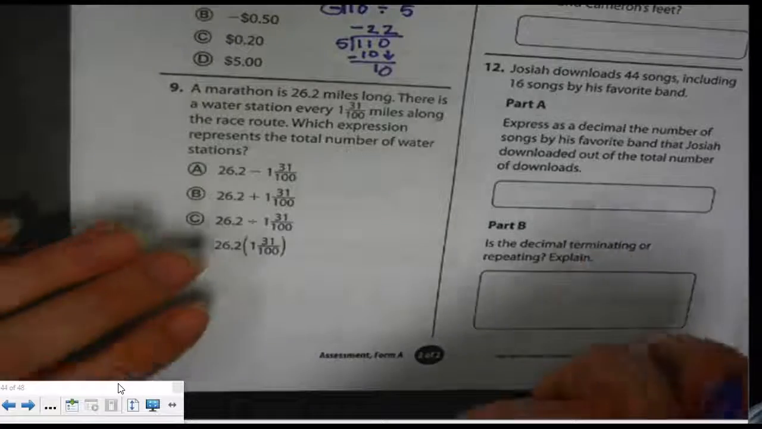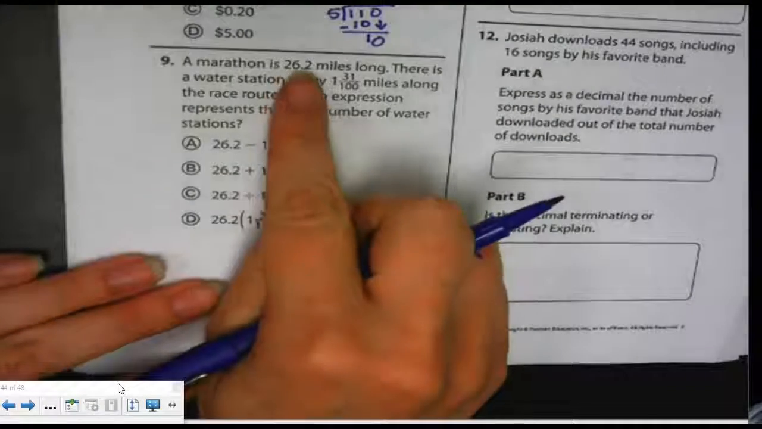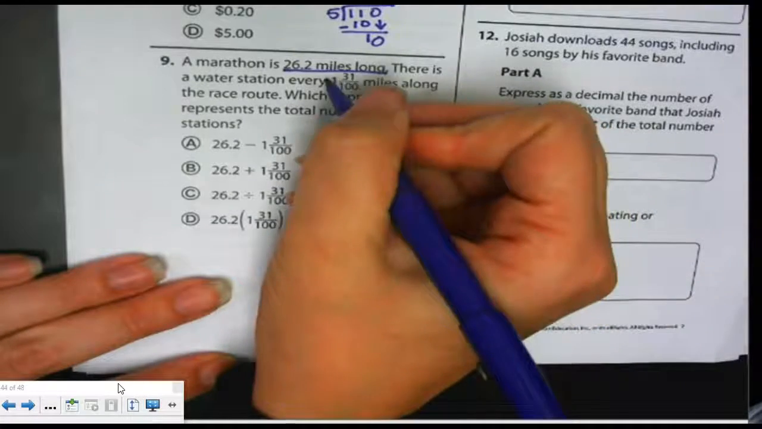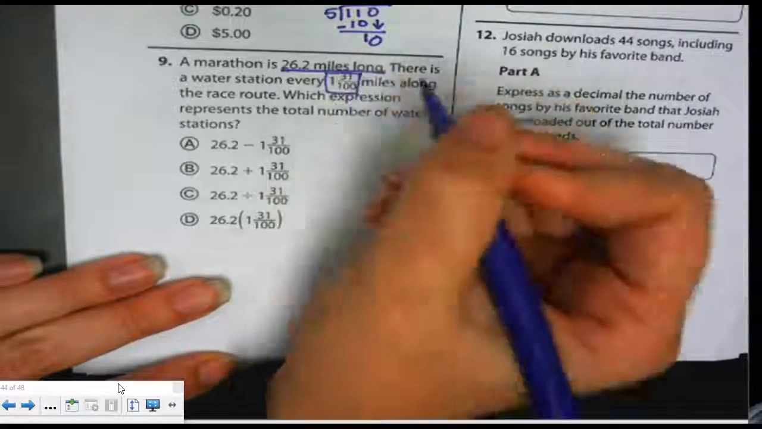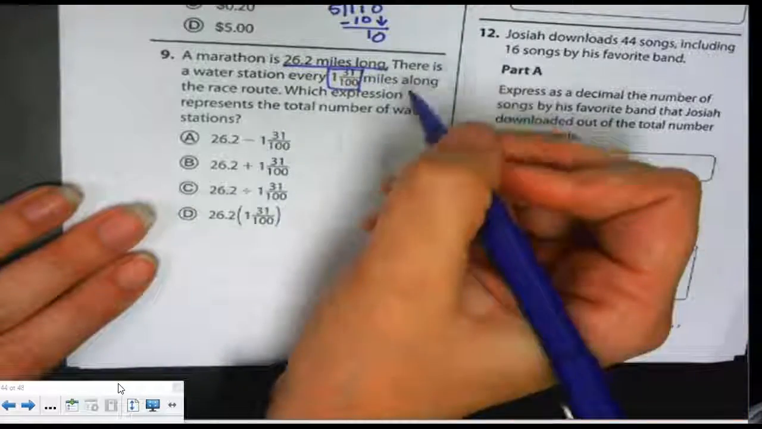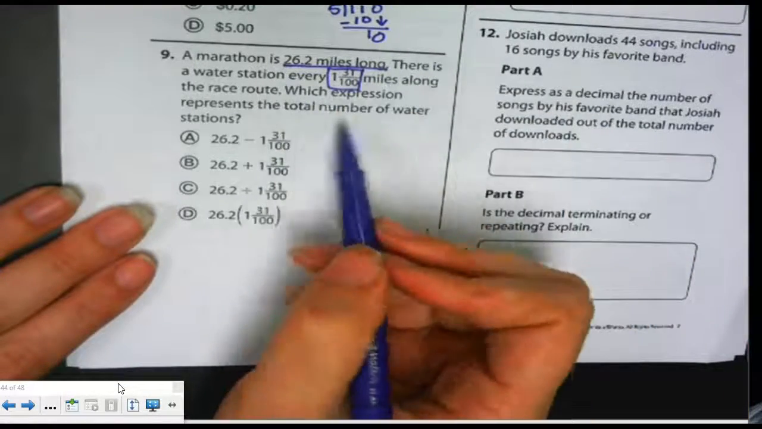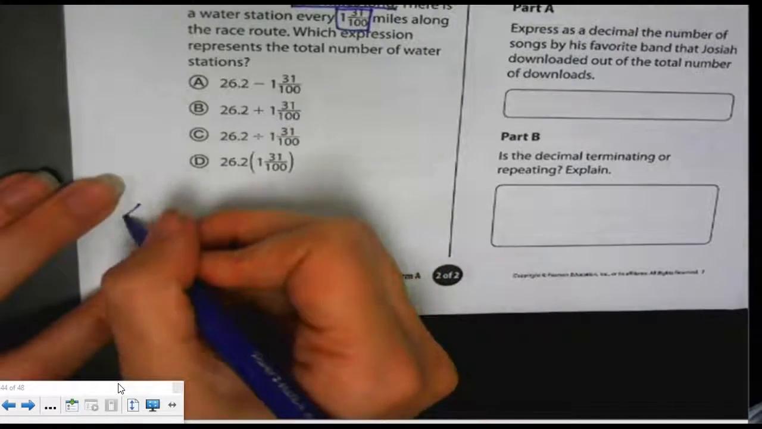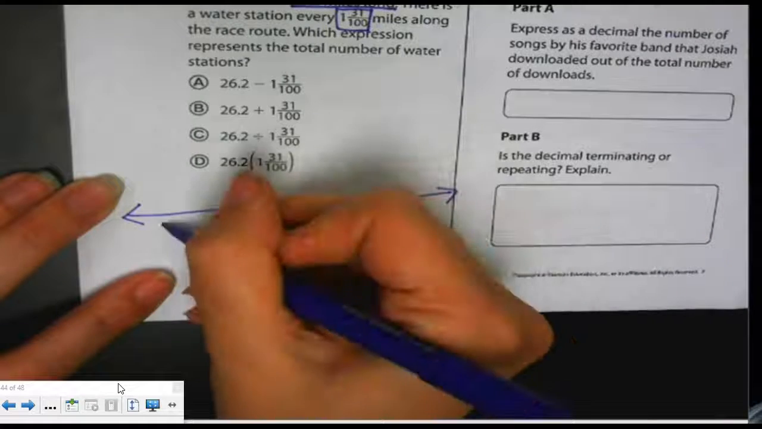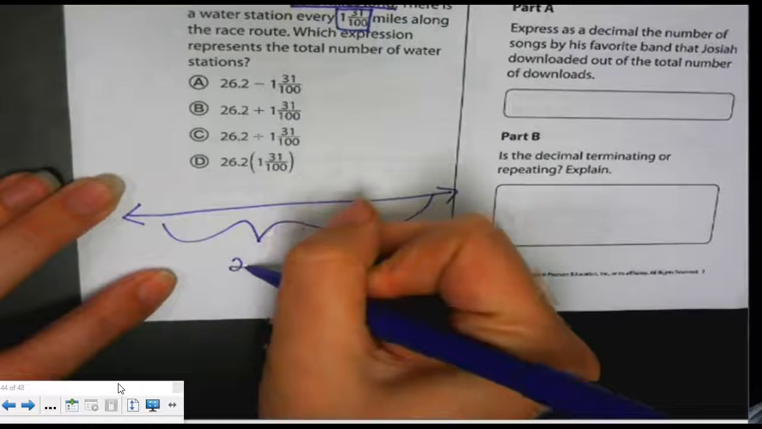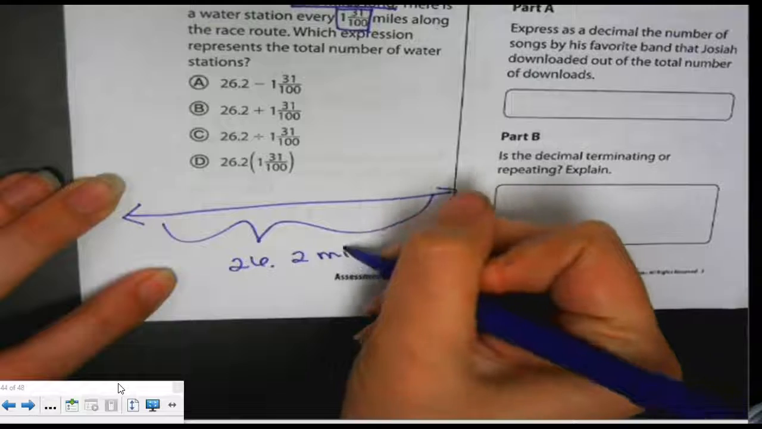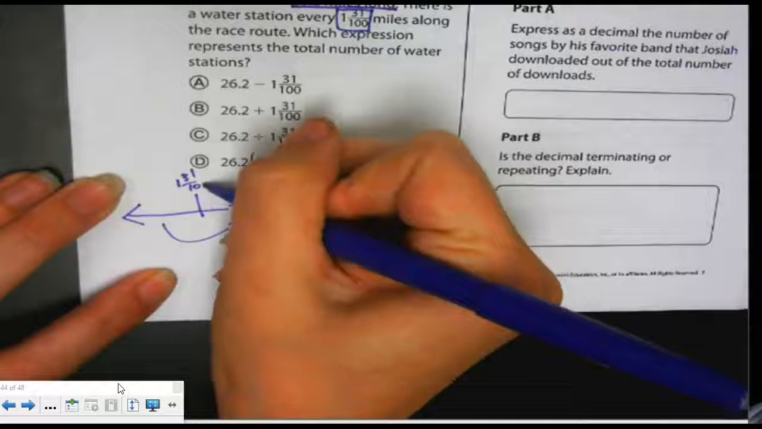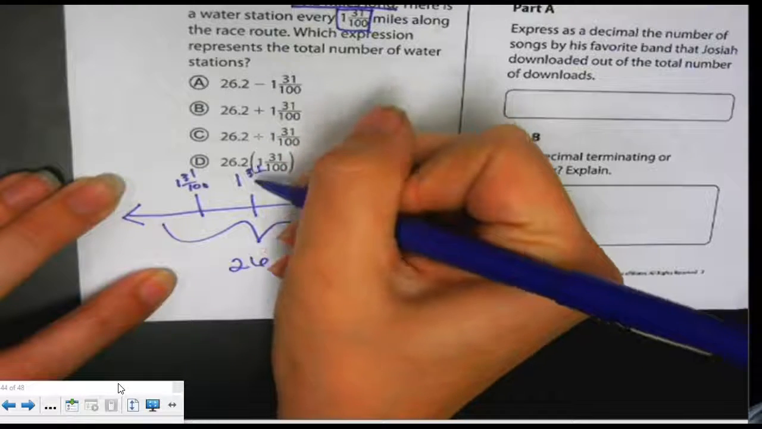Looking at number 9, it says a marathon is 26.2 miles long. There is a water station every 1 31/100th mile long along the race route. Which expression represents the total number of water stations? So if I was to draw this out, let's say I say this is my marathon, and say that this whole thing is 26.2 miles. And it's saying, let's say this is like every 1 31/100ths. Okay, you're going to have a water station.